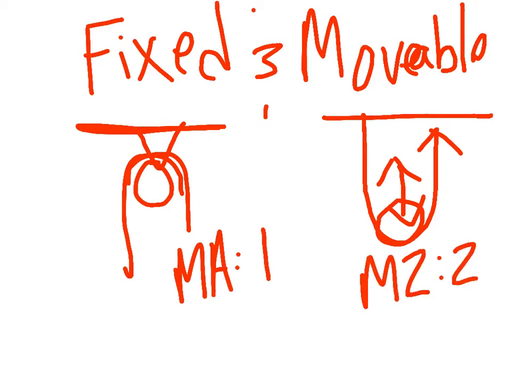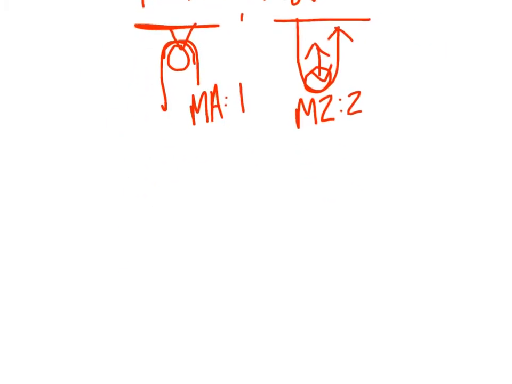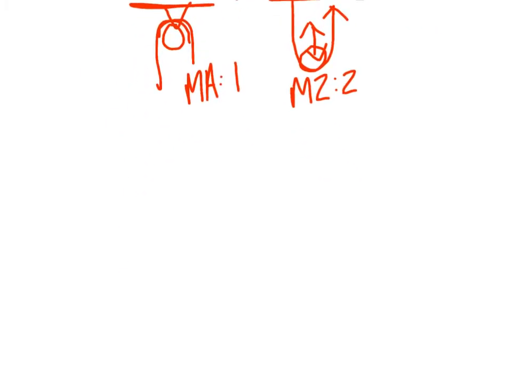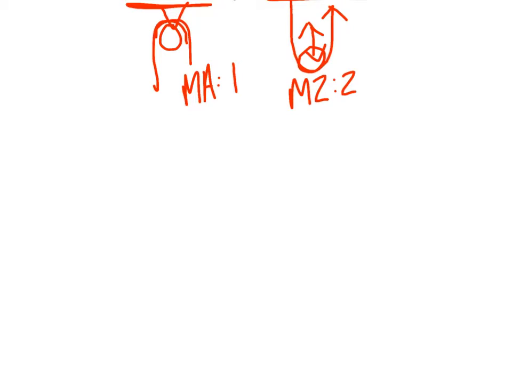So that's one basic thing for us to keep in mind with pulleys, is that there are fixed and movable pulleys. One has an MA of 1, the other one has a mechanical advantage of 2.